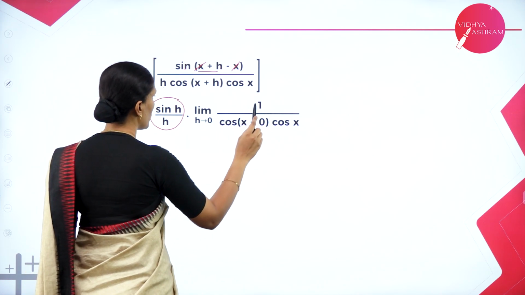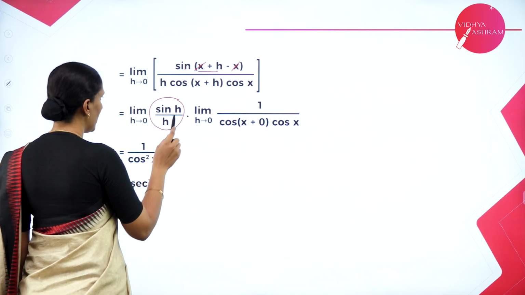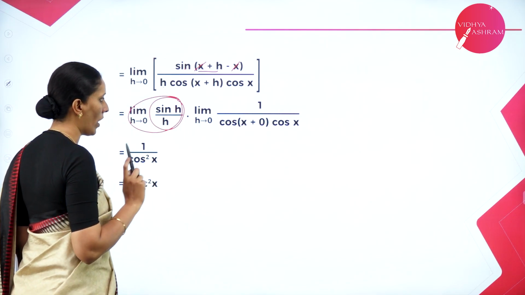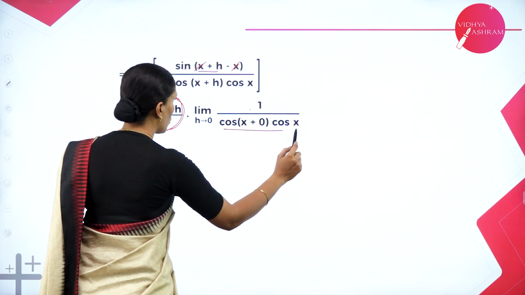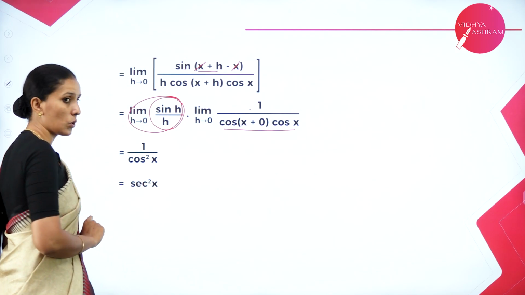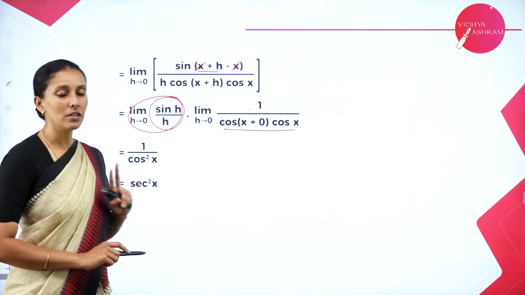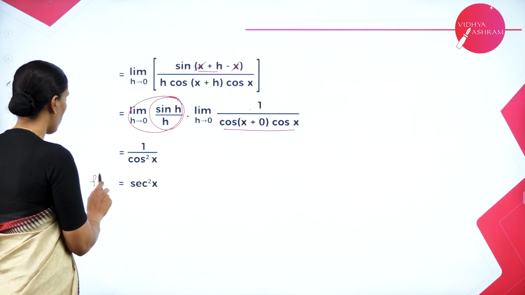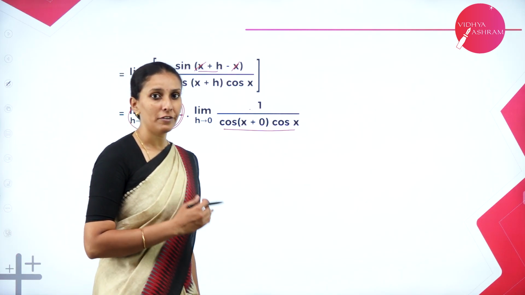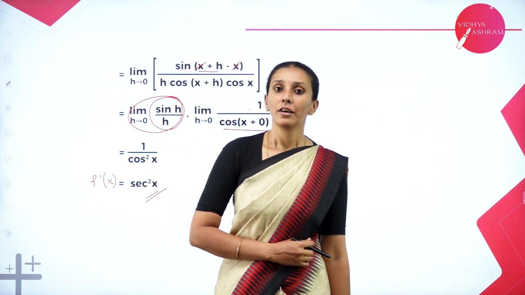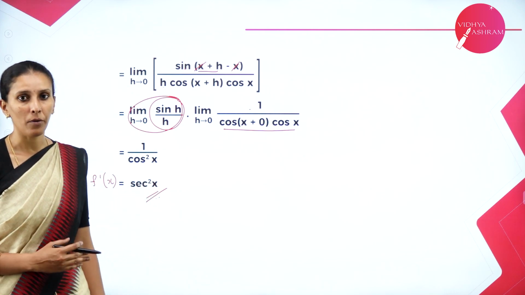So, limit h tends to 0, 1 by cos (x plus 0) cos x. Now, if you apply the limit here, this entire value is 1. Here you get 1 by cos x, 1 by cos x, so cos x in the denominator twice becomes cos square x. And 1 by cos x is secant x. So, 1 by cos square becomes secant square. Therefore, the derivative of tan x is the secant square function. Thus, with the help of the first principle of derivative definition, we can find the derivative of any function at the given point or at any point x.